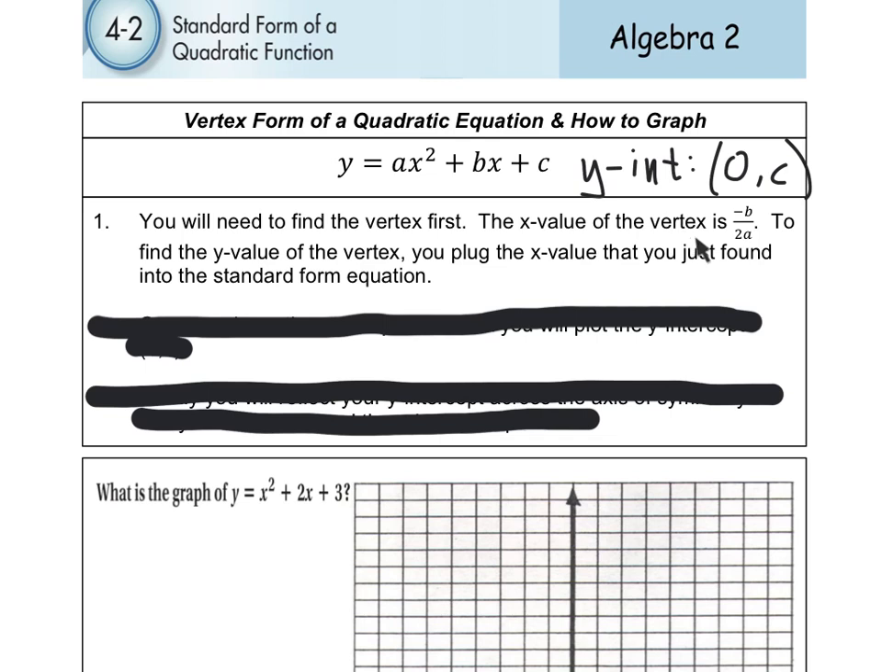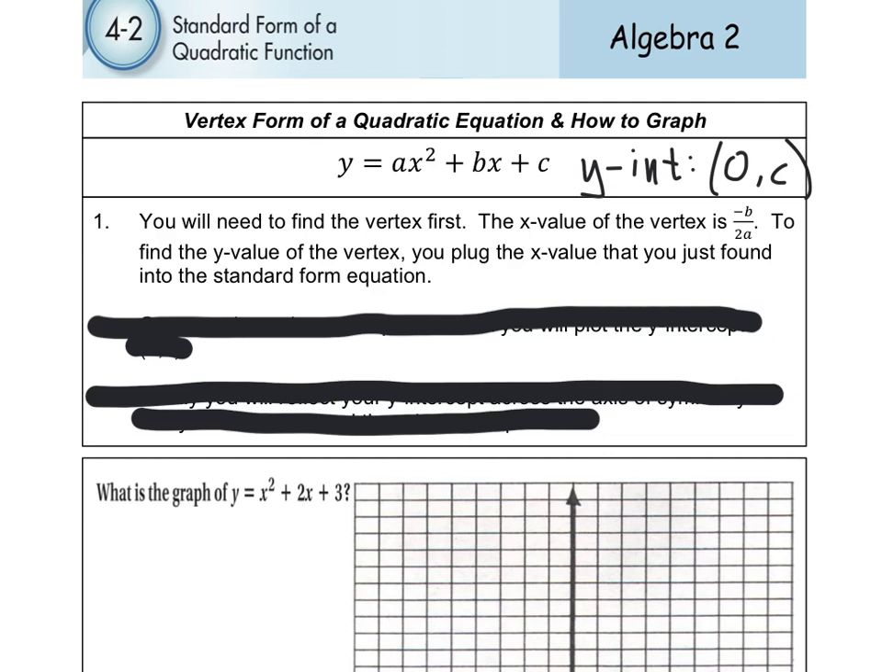Again, the x value of the vertex is the opposite of b over 2a. Okay, and then to find the y value of the vertex, you simply plug the x value you just found into the standard form equation, and then you're going to get a number out. That second number is the y value of your vertex.